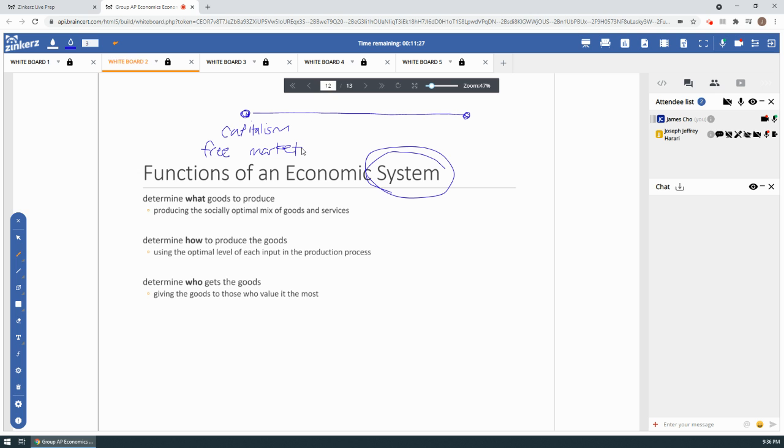On the very other end of the spectrum, the opposite of capitalism, I guess, you could think of as communism. And in communism, who makes all the decisions about what to do with the economy? It's no longer left to the people. Who makes the choices now?